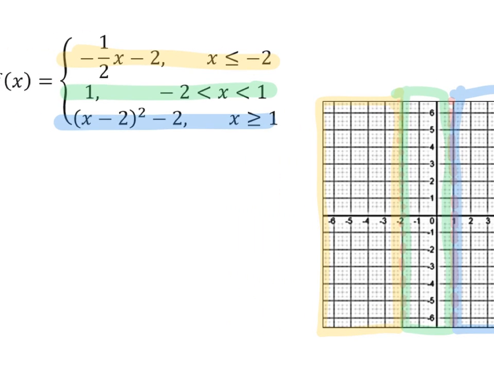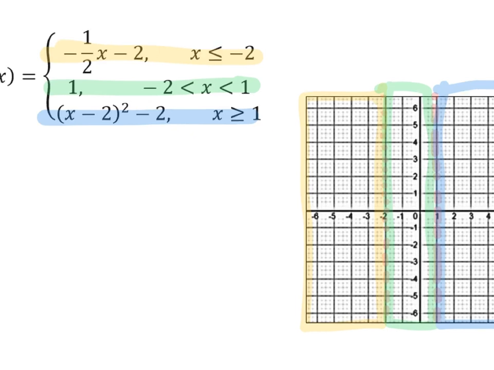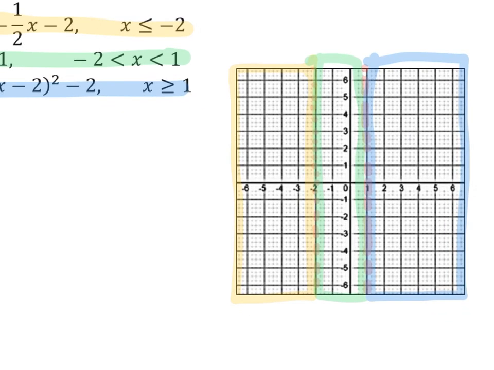All right, so the yellow one, -1/2 x minus 2. That's just a linear function. Y-intercept is -2. Slope is -1/2. So our y-intercept would be -2, and our slope is down 1 over 2, -1/2. Obviously, I don't really care about any of these points because this is the yellow function, so I only want the points over here.